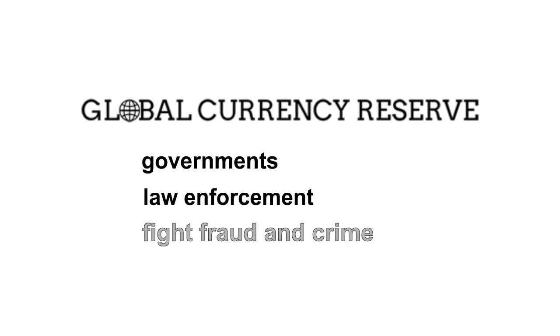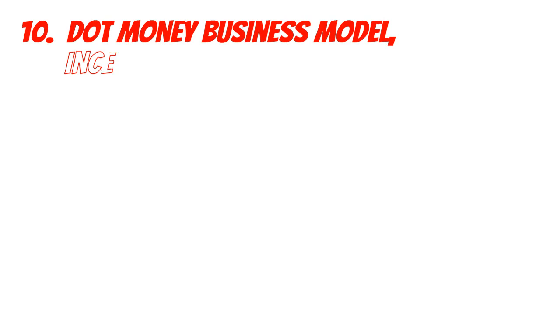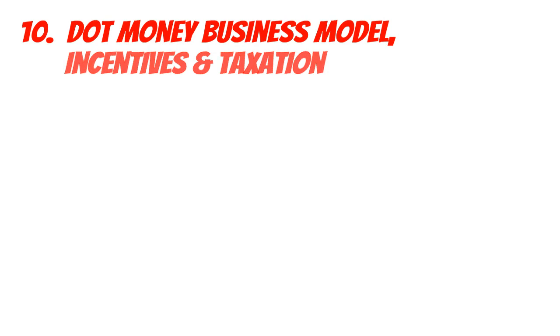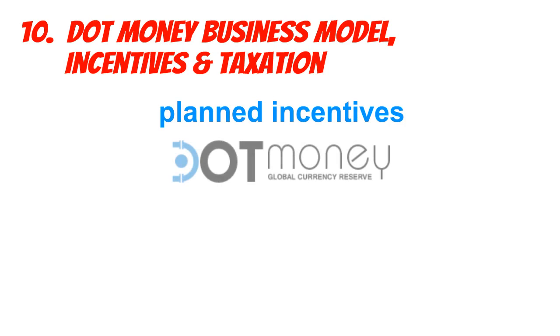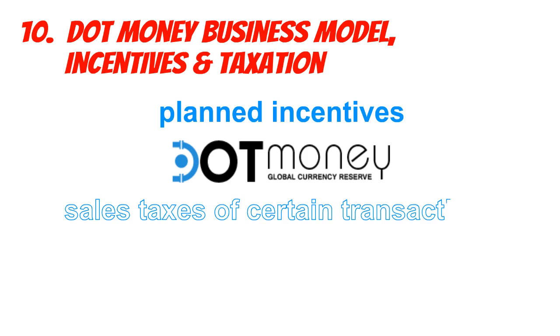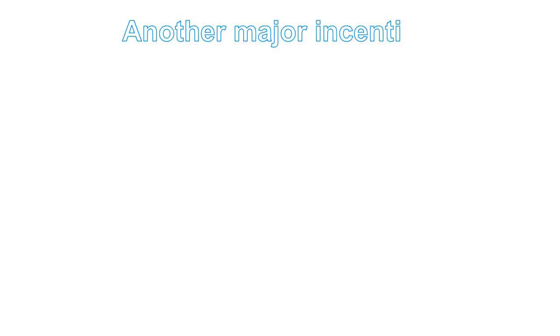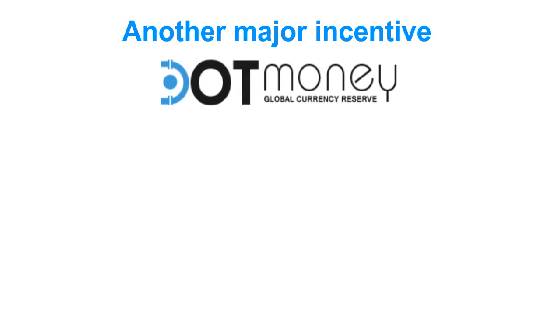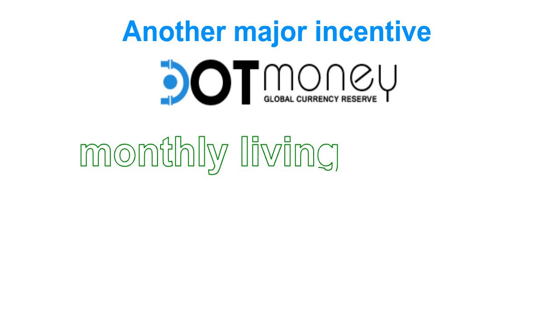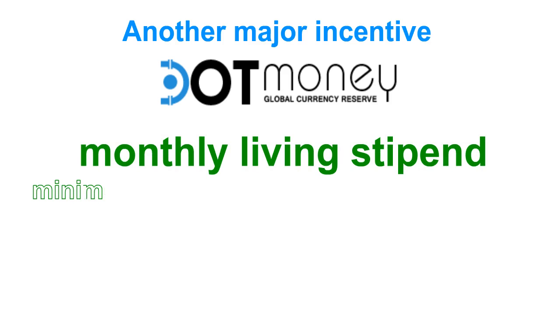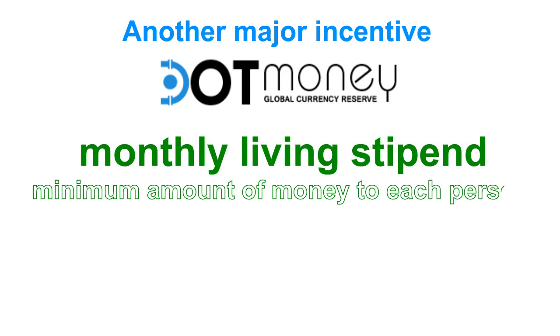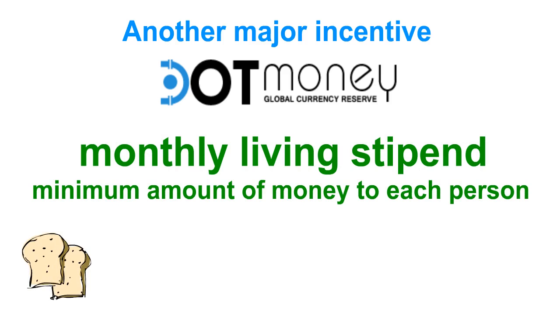10. DotMoney business model. Incentives and taxation. One of the initial and additional planned incentives that are designed to encourage people to use DotMoney include DotMoney paying the sales taxes of certain transactions that are conducted in DotMoney. Another major incentive to use and transact in DotMoney will be the offering for peaceful subscribers to receive a monthly living stipend to help provide a minimum amount of money to each person to pay for food, rent, medical, education, transportation, and communication.